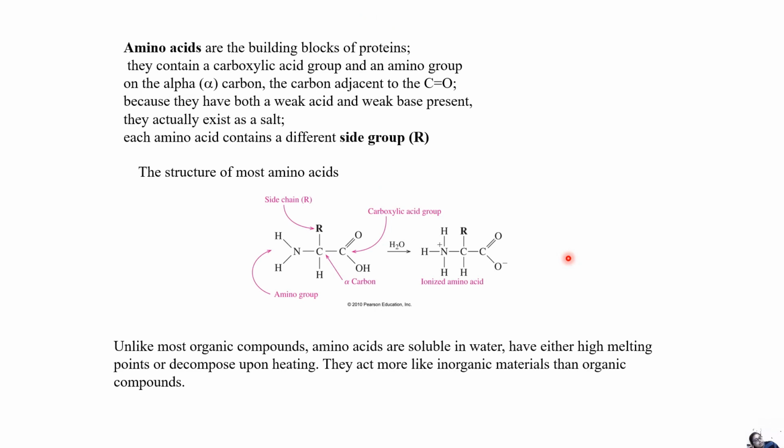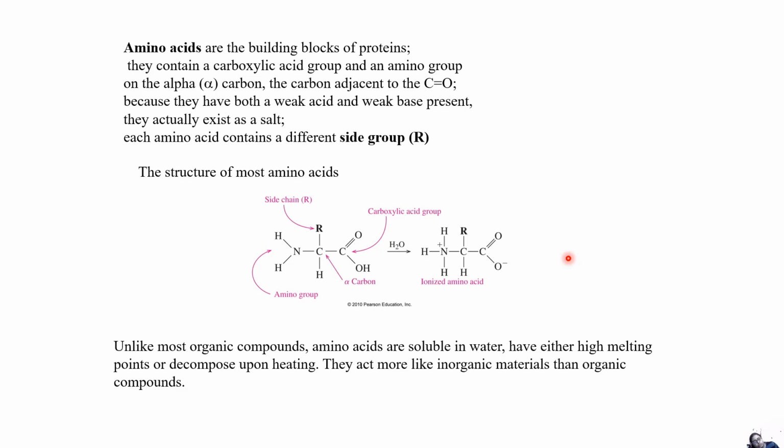Okay. Now, amino acids are the building blocks of proteins. They contain a carboxylic acid group and an amino group on the alpha carbon, the carbon adjacent to the C double bond O functional group. Because they have both a weak acid and a weak base present, they actually exist as a salt. Each amino acid contains a different side group, the R group. Obviously the R group will vary for different amino acids. The R group is what gives the amino acid its particular property, structure, and conditions. Everything else in an amino acid should be the same for different amino acids, but the R group, the side chain group, changes its entire functioning and behavior.